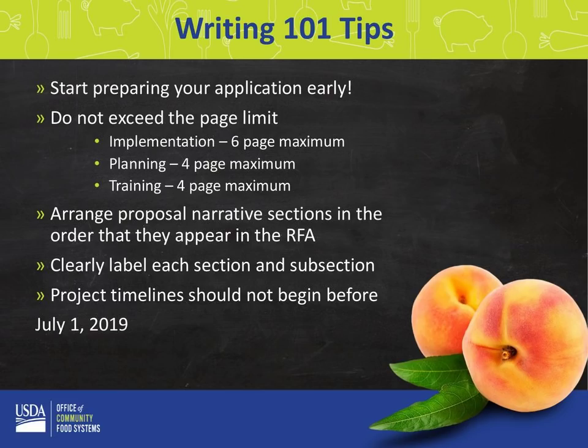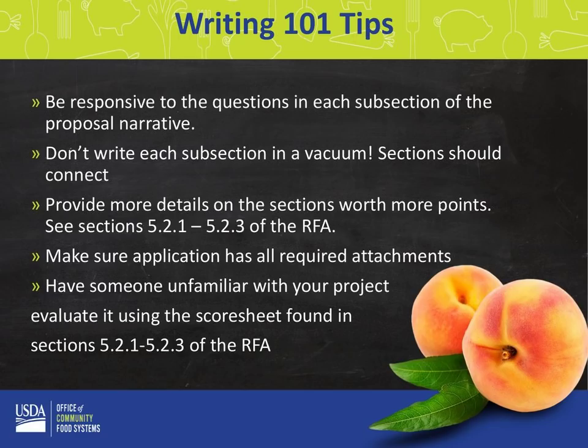Some super basic things. In the RFA, we describe what needs to be included in each section of the proposal narrative. Just to make the life of the reviewers easier, try to put the sections in the same order as they appear in the RFA. Clearly label each of your sections within the proposal, and make sure your timelines do not begin before July 1st, 2019. At the end of the day, you have to keep in mind that the reviewers are reviewing several applications, and you want to make sure that it is as easy and clear as possible for them to go through it and get the information that they need to appropriately evaluate it.